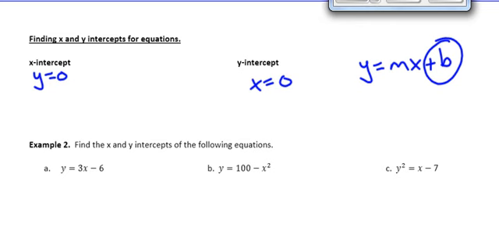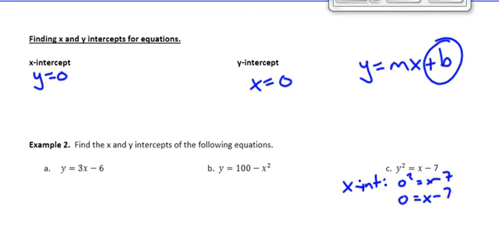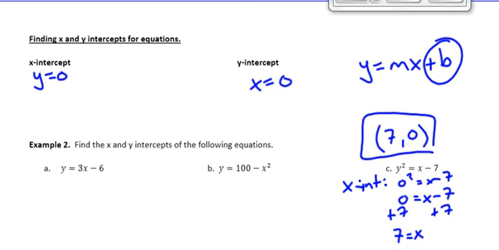And finally, the x-intercept when y is equal to 0, so I get 0 squared equals x minus 7. 0 squared is 0. So nice, easy equation. Add 7 to both sides. And x is equal to 7. I get the x-intercept of x equals 7 when y is equal to 0. Finding x and y intercepts of equations, we're doing these not on a graph, but we're doing them algebraically.